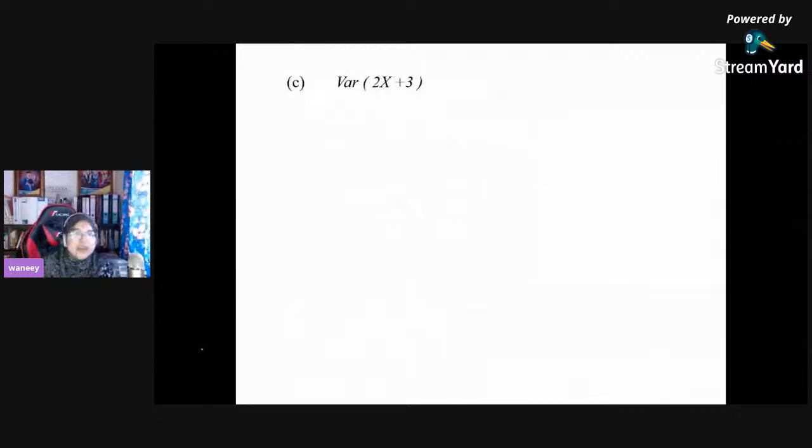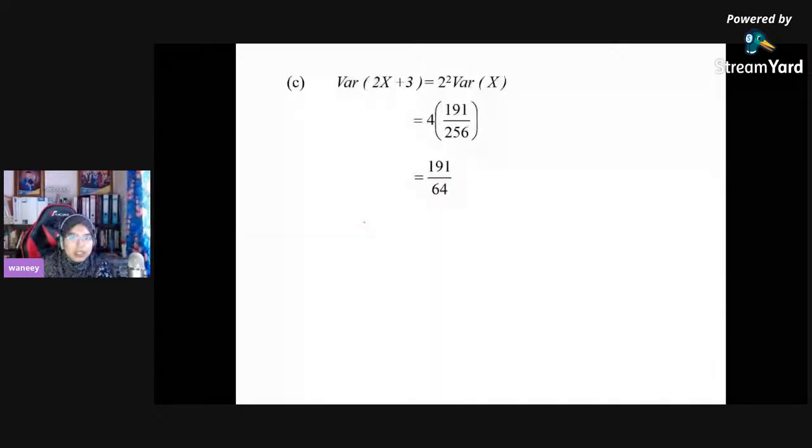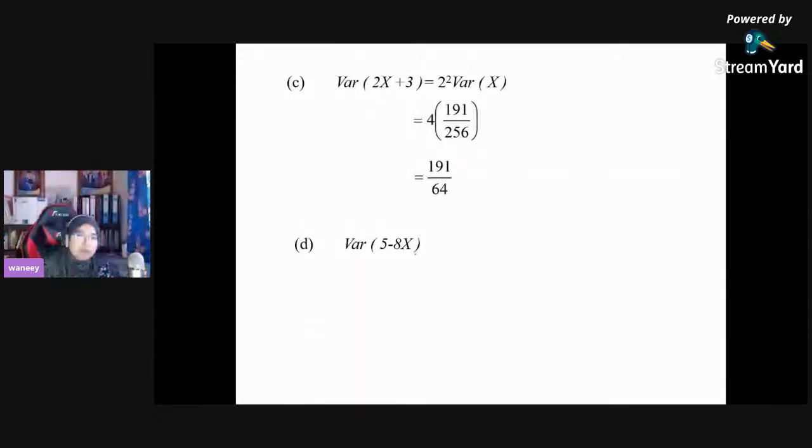C, variance of 2x plus 2. Again, we are going to use the properties. So this is 2 square multiplied with variance of x. So it will become 4 multiplied with 191 over 256. Of course, you're going to solve everything and simplify them. So this is 191 over 64. Right, the next one. D, variance of 5 minus 8x.